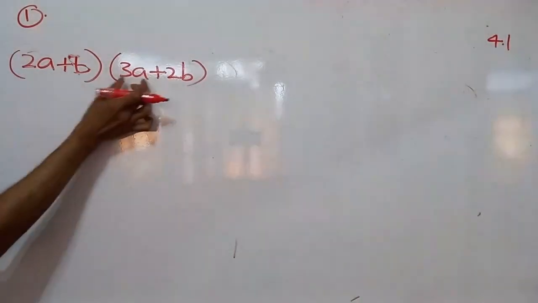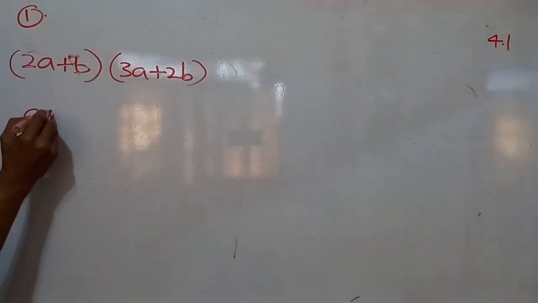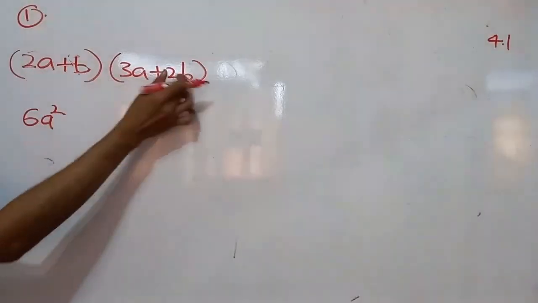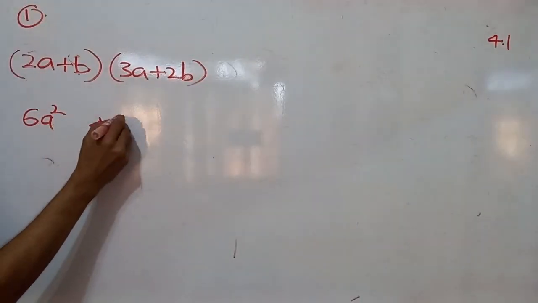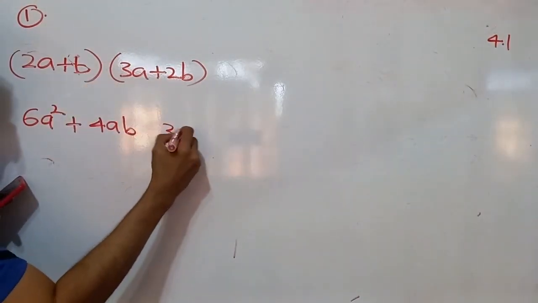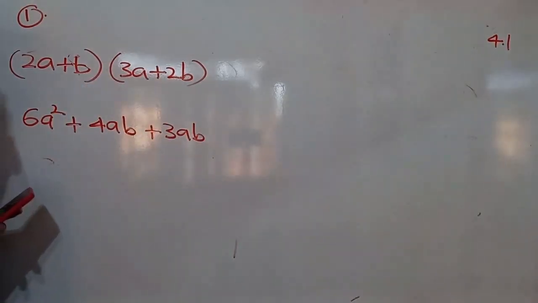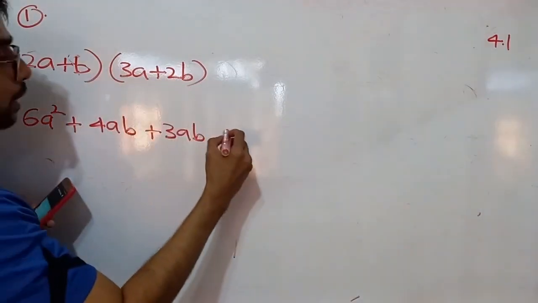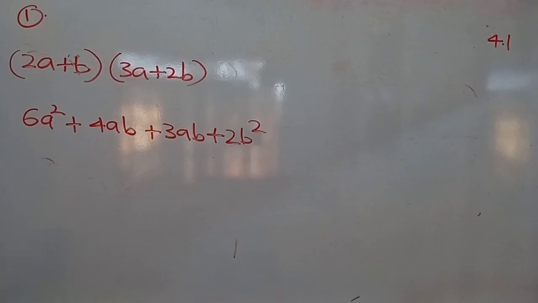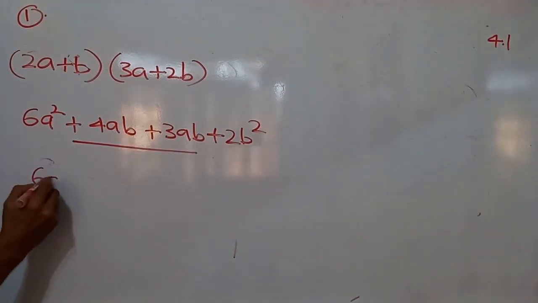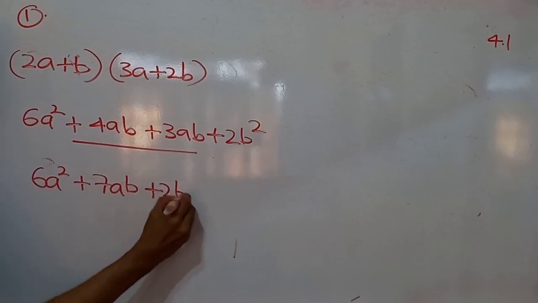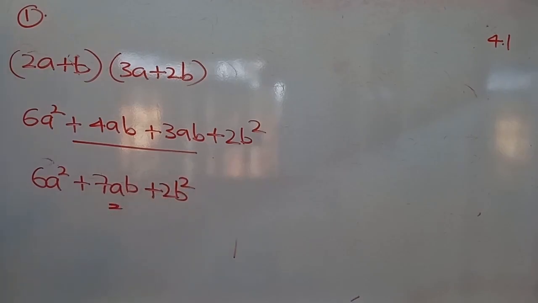Right? 2a times 3a, that is 6a squared. Positive into positive, that is positive. 2a times 2b, that is 4ab. Positive into positive, that is positive. a into 3a, that is 3ab. Positive into positive, that is positive. b into 2b, that is 2b squared, that is also positive. So here we have two like terms. So 6a squared plus 7ab plus 2b squared. So that is the answer.